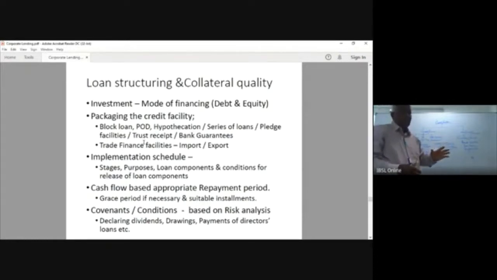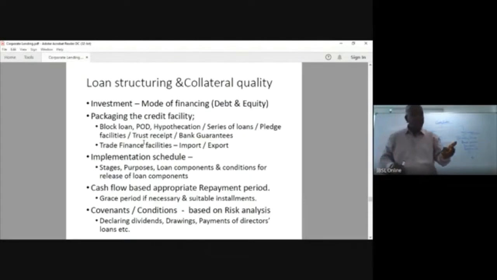So now loan structuring and collateral quality, the last pillar of corporate credit evaluation. There are so many credit facilities available. So you must see a better package for your customer. You must see a better package. So in loan structuring, you have to provide a better package for your customer.